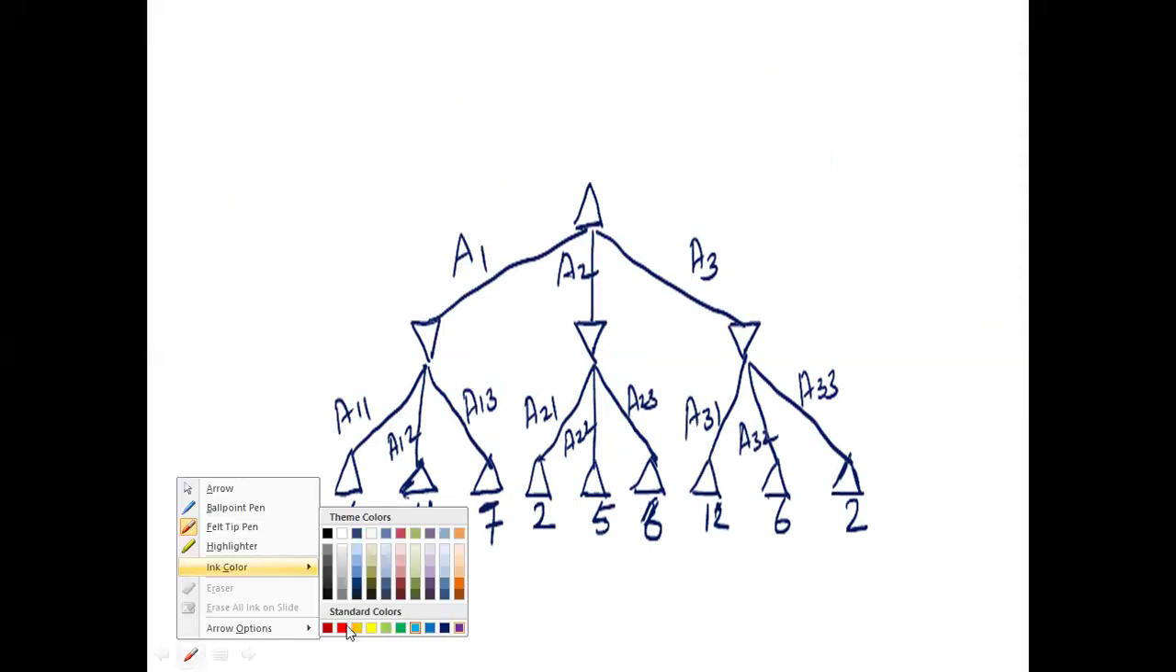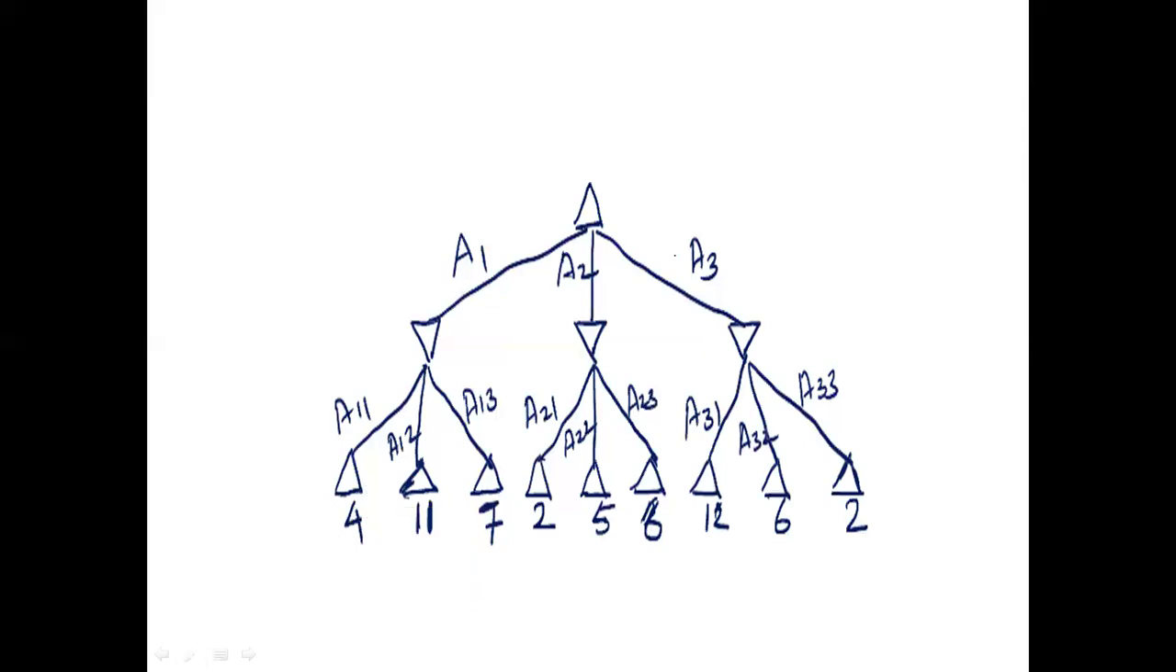So here, the leaf node values are what? Leaf node values in this problem are 4, 11, 7, 2, 5, 6, again 12, 6 and 2. This is the max value.